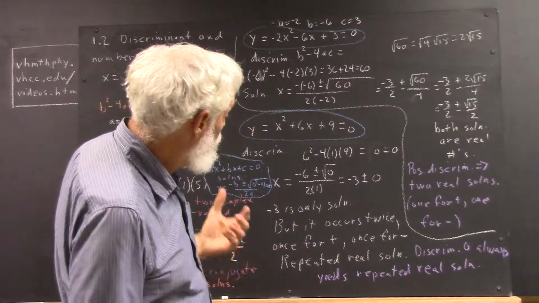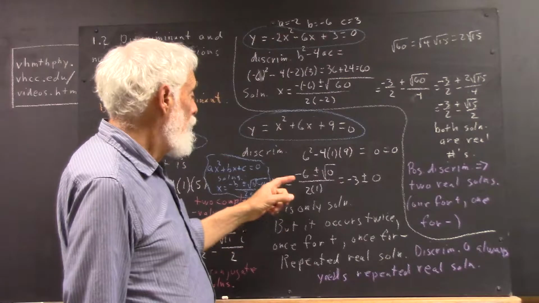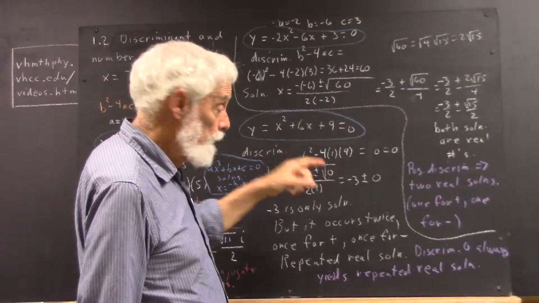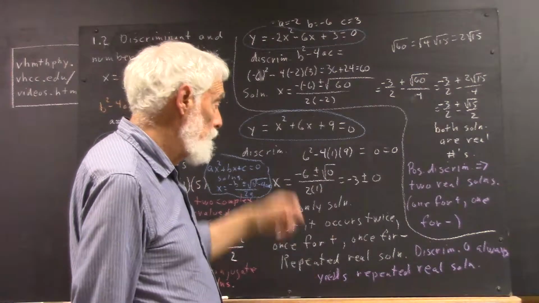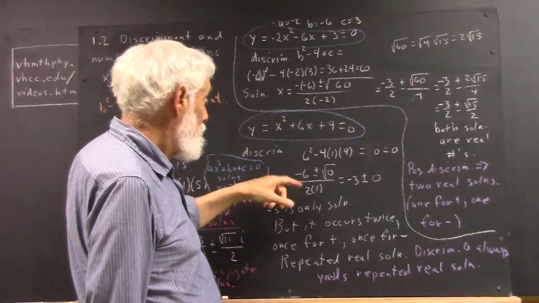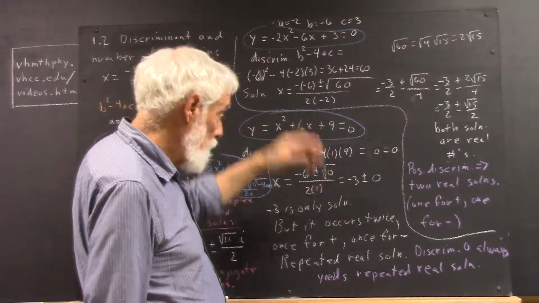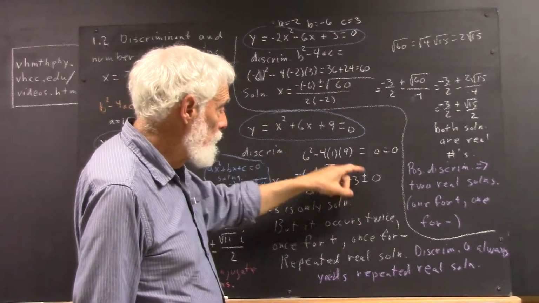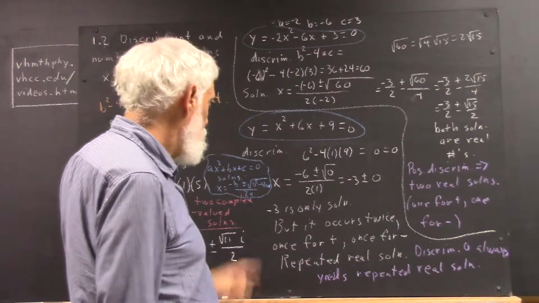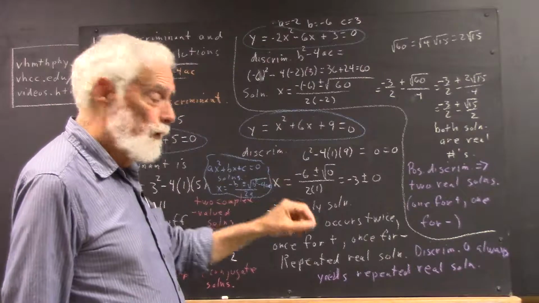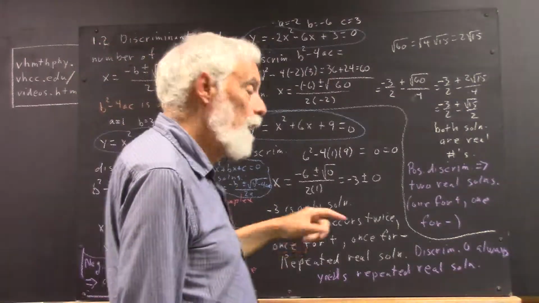So when we plug into our quadratic formula, we're going to have negative 6 plus or minus the square root of the discriminant, but that's just the square root of 0, divided by 2 times 1. And that's just negative 6 over 2 is negative 3, and 0 over whatever is 0, so it's negative 3 plus or minus 0. Negative 3 is the only solution. It occurs twice, once for the plus, once for the minus, so we say it's a repeated solution.